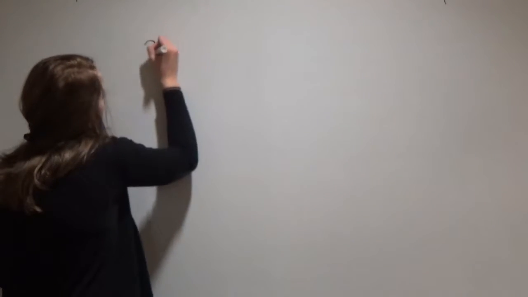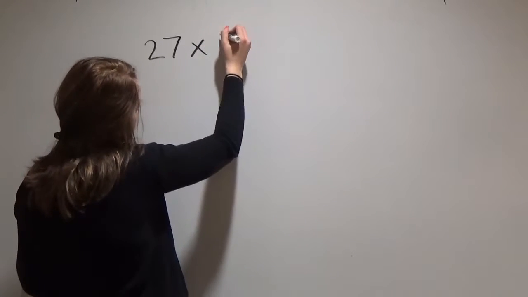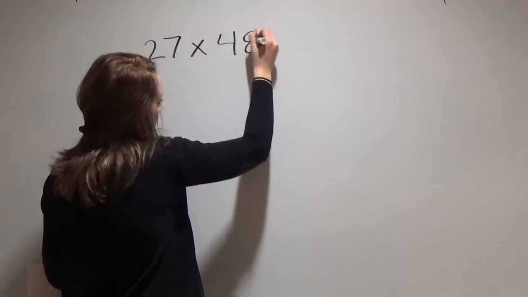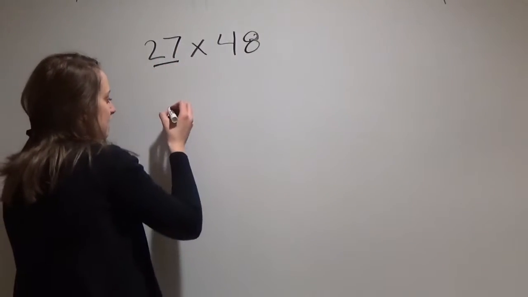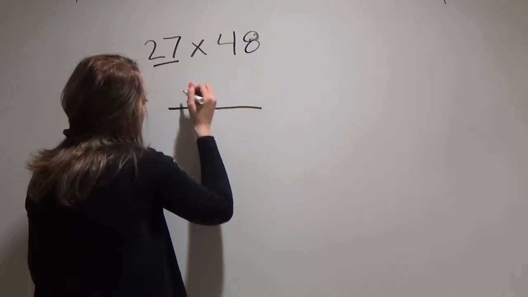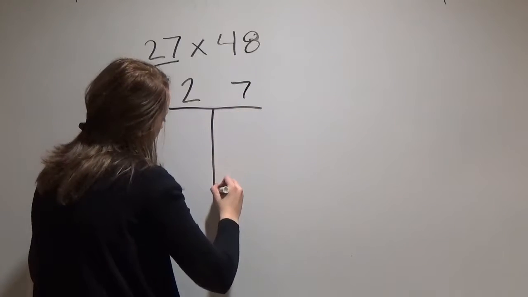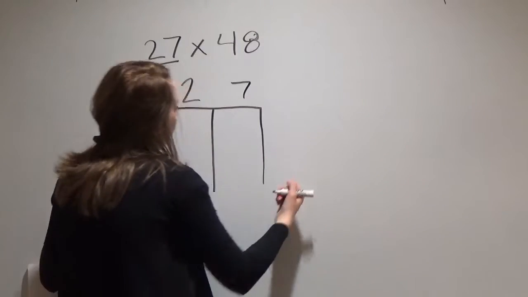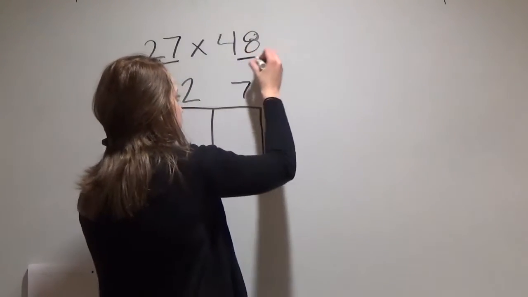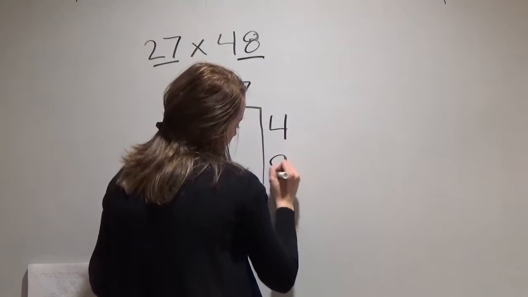Our next problem is going to be 27 times 48. And again, our first step is to set up our lattice. Our first factor has 2 digits, so we have 2 columns across the top, 27. And then on our vertical line, we have another 2-digit number, and so we'll have 2 rows.